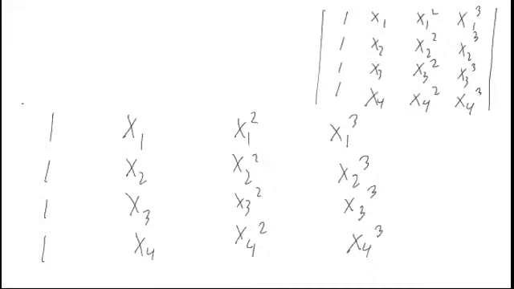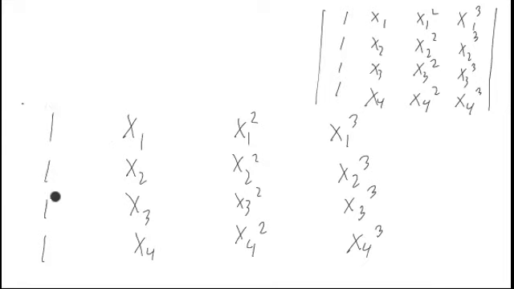Let's look at this 4 by 4 Vandermonde matrix and let's consider its determinant. The procedure that we'll use to find the determinant can easily be extended to the general case. We're going to be doing some column operations.